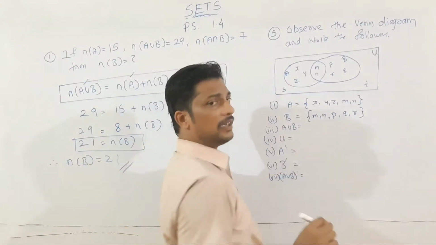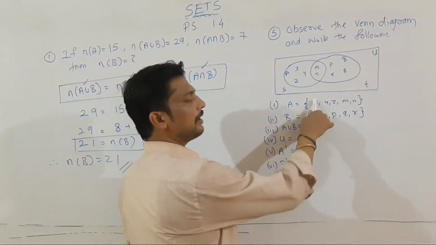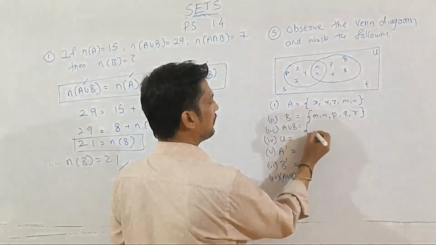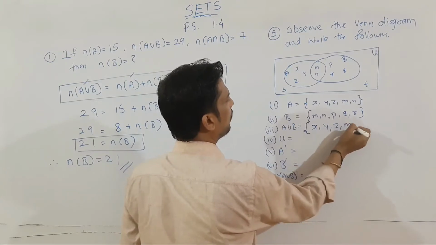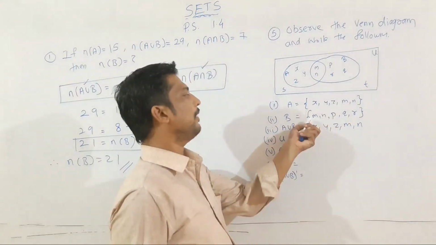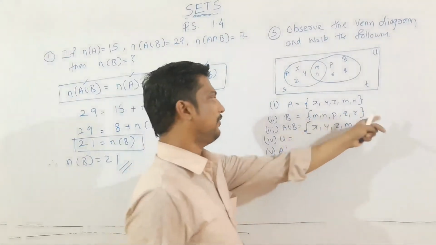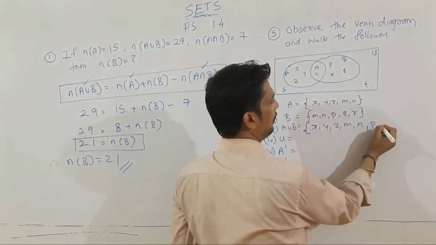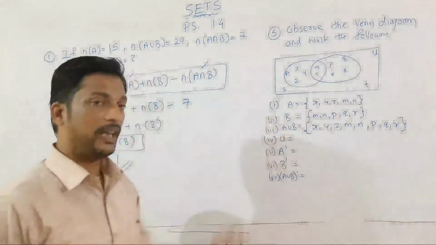Then A union B, I need A union B. So A union B can be written from this as x, y, z, m, n. Now m and n are repeated again, so I'm not going to write these two again. After that, p, q, r. So this is my required A union B.